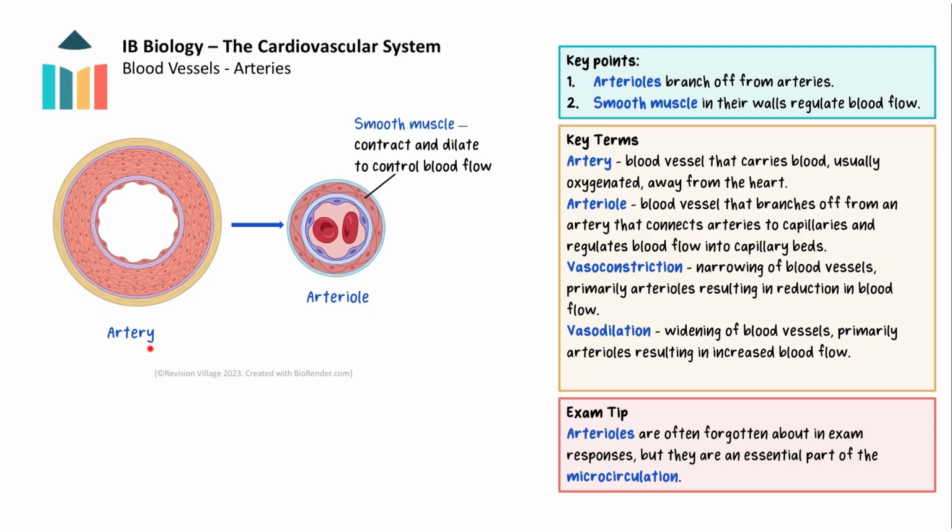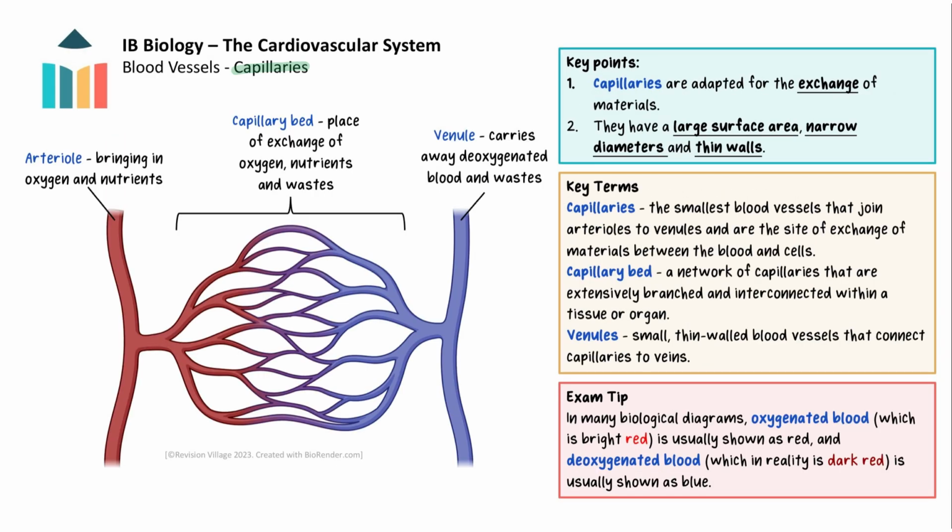Arteries branch into smaller arterioles, which also contain smooth muscle in their walls. This smooth muscle can contract and make the lumen of the arterioles narrower, controlling the flow of blood to different parts of the body. Capillaries join arterioles to the smaller veins called venules. Capillaries are the site of exchange of materials such as oxygen, carbon dioxide and nutrients between cells in the tissue and the blood in the capillary.